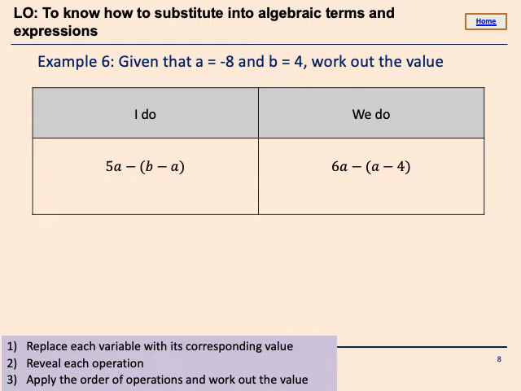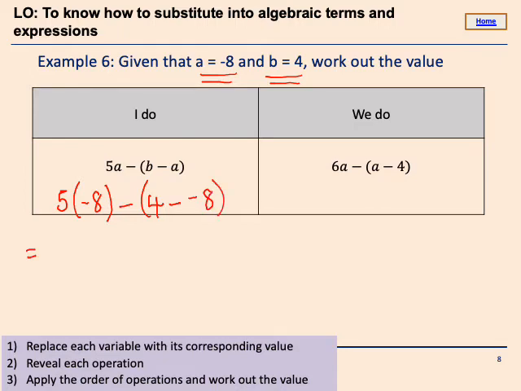Now this is where our BIDMAS comes into it a little bit more. So again, I'm going to replace my a value with negative 8, because we still have the same values. Subtract, and then we have in the brackets b, which is 4, and we're subtracting a. So we're subtracting negative 8.